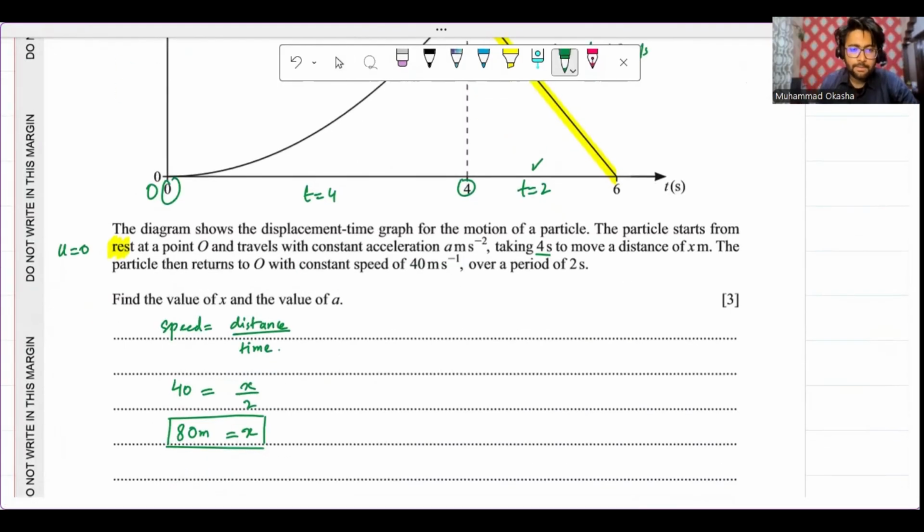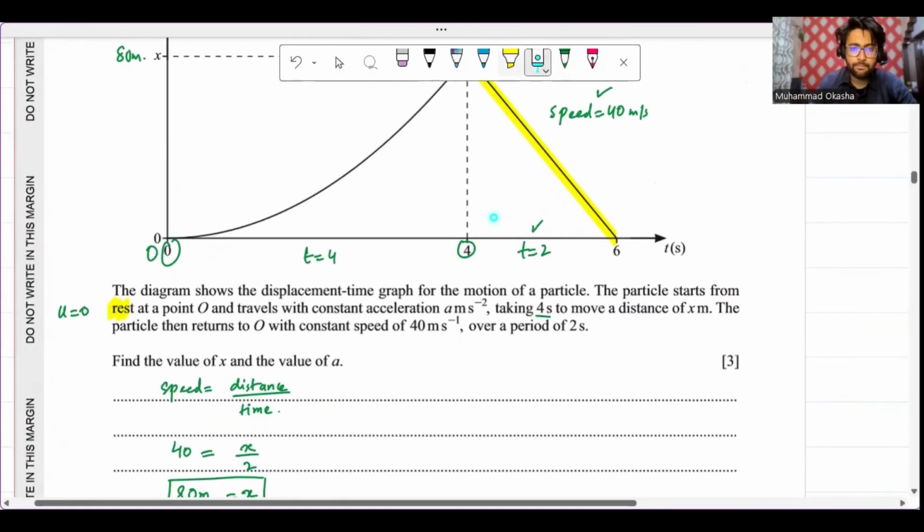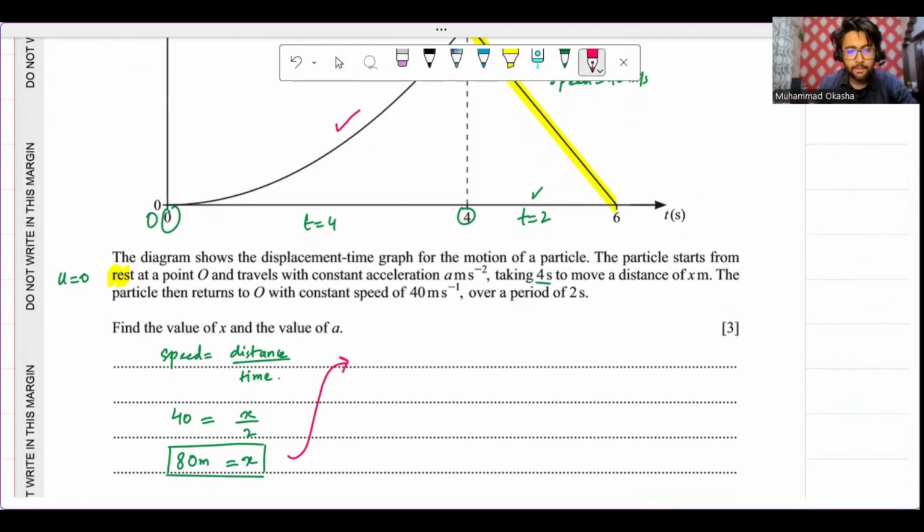Now the next thing we need to find is the value of acceleration. For this, we'll consider this part of the motion. Write down your knowns and unknowns. You need to find the acceleration. You know the initial velocity is 0 because the body started from rest. You know the distance it traveled was 80 meters. You know the time it took is 4 seconds. Can you think of which equation of motion would take these as inputs and give me acceleration as the output?